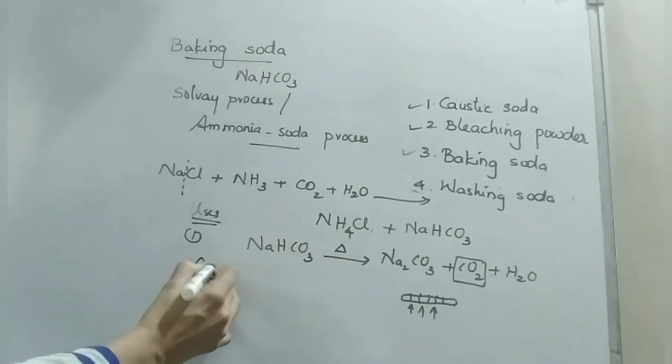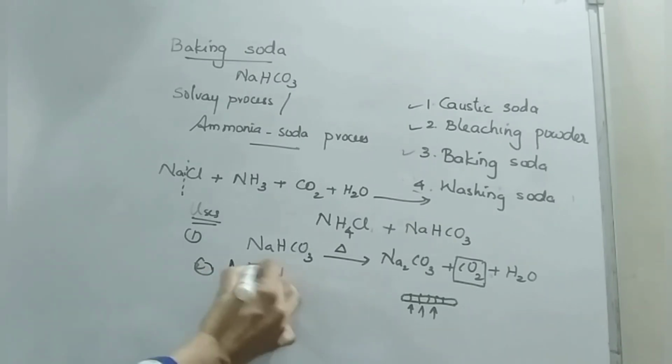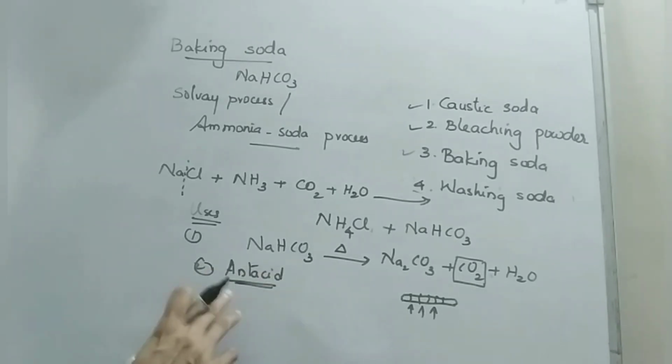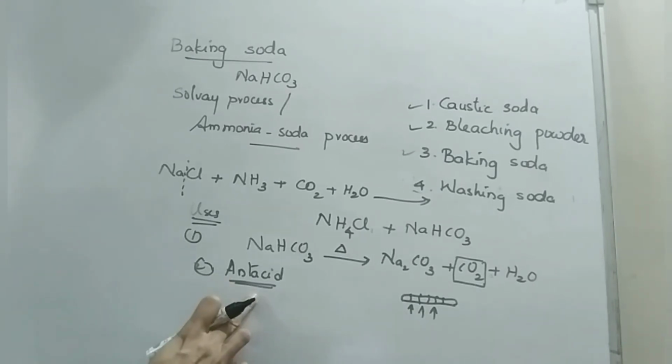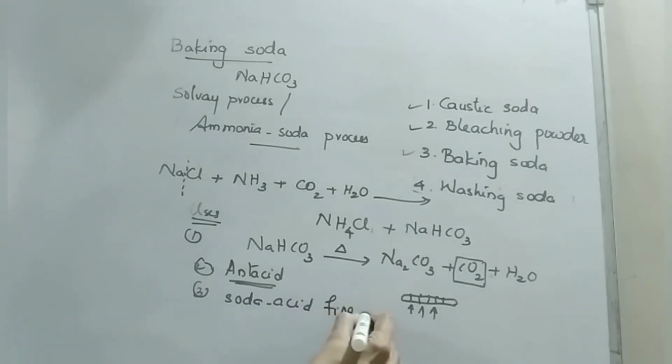Second use, it is also a major ingredient of antacid. We already studied that antacid is a base, and sodium bicarbonate is a base. When we feel stomach pain, at that time we use that medicine, that is antacid. What happens? It neutralizes the acid in our stomach. So sodium bicarbonate is the major ingredient. And the third one, it is used in the soda acid fire extinguisher. These are the three uses of baking soda.